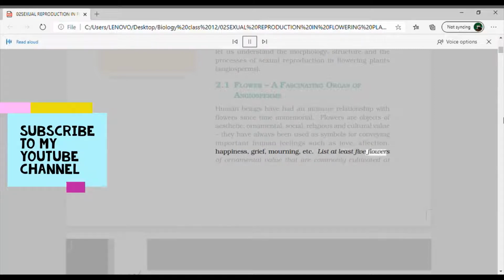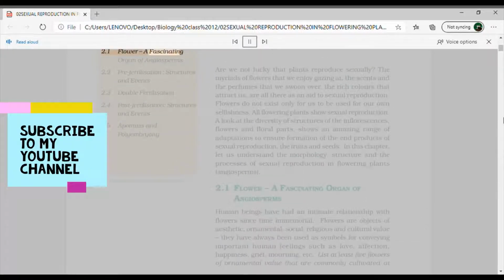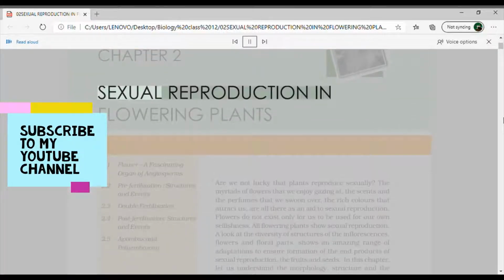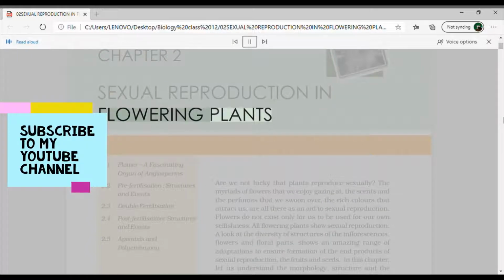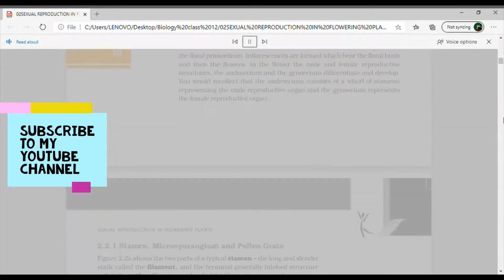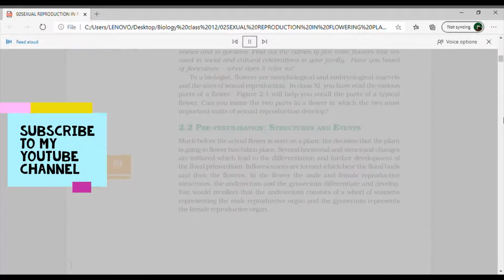List at least 5 flowers of ornamental value that are commonly cultivated at homes and in gardens. Find out the names of 5 more flowers that are used in social and cultural celebrations in your family. Chapter contents: 2.2 Pre-fertilization, structures and events. 2.3 Double fertilization. 2.4 Post-fertilization, structures and events. 2.5 Apomixis and polyembryony. Chapter 2, Sexual reproduction in flowering plants.